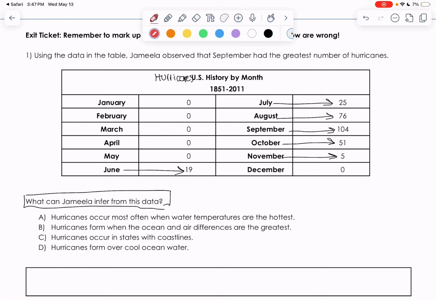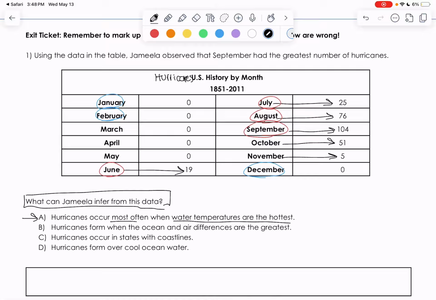Well, can we talk about temperature in months? We definitely can. We know that June, July, August, September, these are hot months in the United States, and that's where I see most of my hurricanes versus January, February, December. These are cold months, and I see that there are no hurricanes. So would it be fair to say that they occur most often when water temperatures are hottest? Yes, that's a good answer.